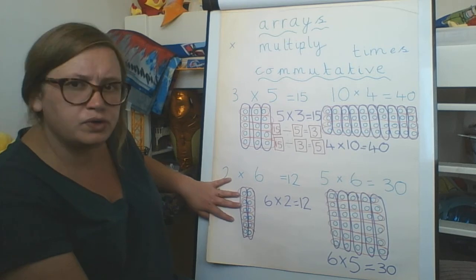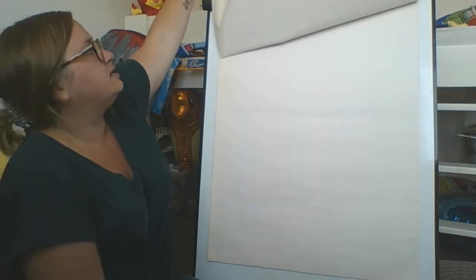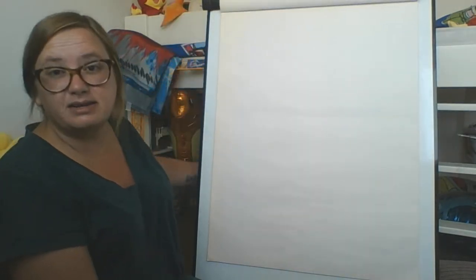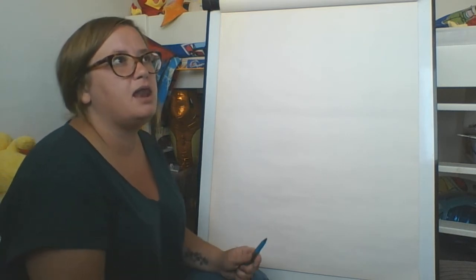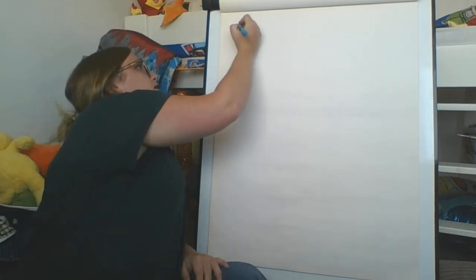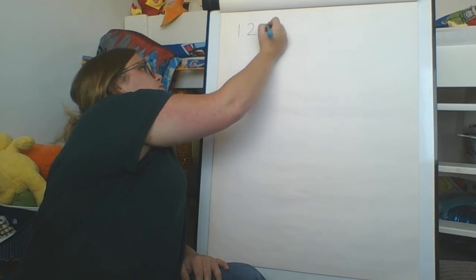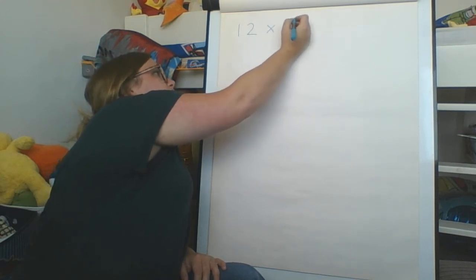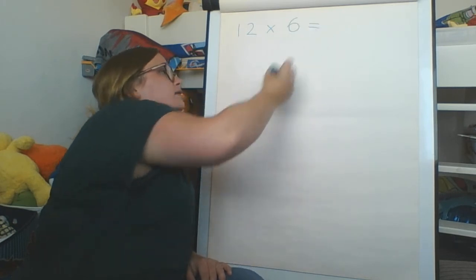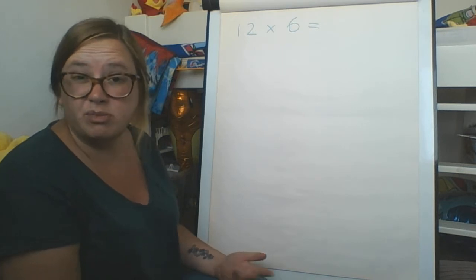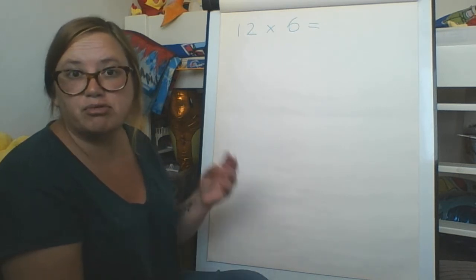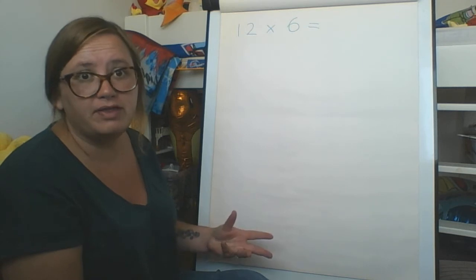Now I'm going to show you a new strategy when you're asked to solve number sentences which might be a little bit trickier. Okay, so we might have a number sentence like 12 times 6. Now, if you know your times tables, you might know that number fact automatically. You might even know a way to mentally break down the number 12 and then to times it.